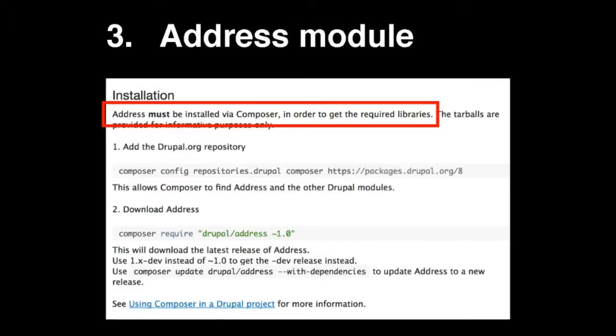But there are some modules that we can't really do this for. This is part of Drupal Commerce, and it's called the address module. This module uses a third-party library to handle international address formats. That library has nothing to do with Drupal at all, and it's available on Composer. But crucially, it's not shipped as part of the Drupal module for address, so we have to install it via Composer.